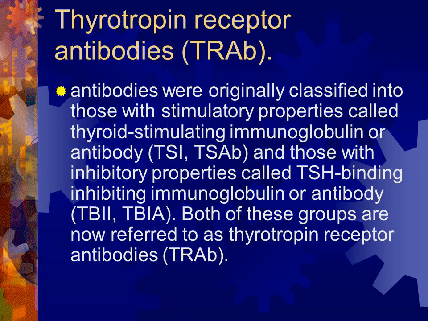Antibodies were originally classified into those with stimulatory properties, called thyroid-stimulating immunoglobulin or antibody, TSI, TSAb, and those with inhibitory properties, called TSH-binding inhibiting immunoglobulin or antibody, TBII, TBIAb. Both of these groups are now referred to as thyrotropin receptor antibodies, TRAB.